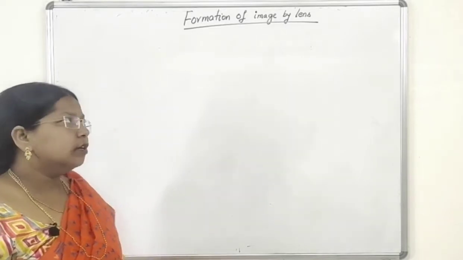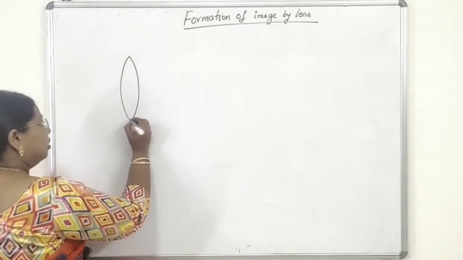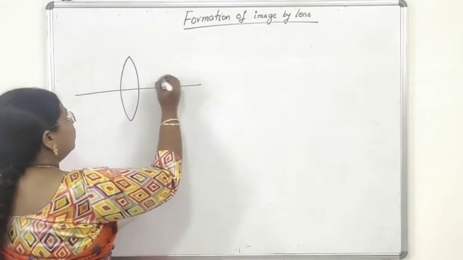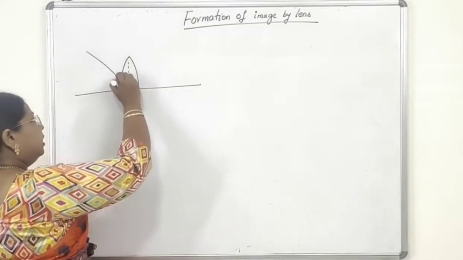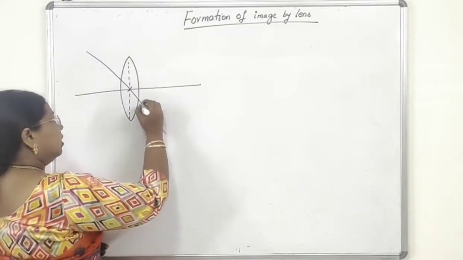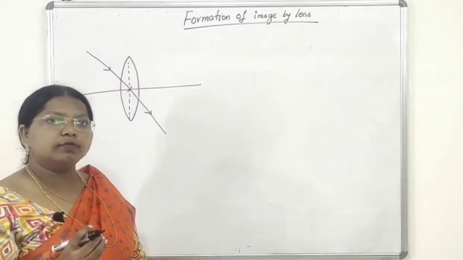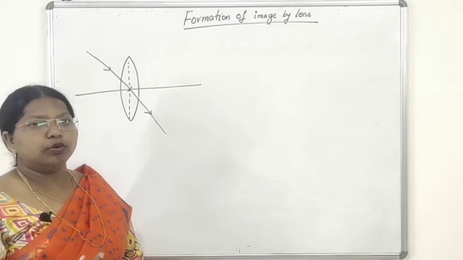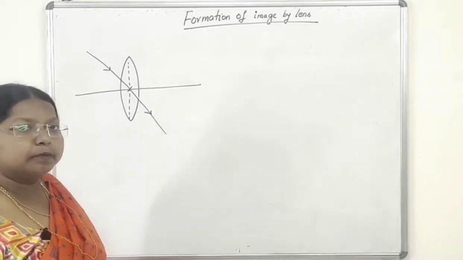So the first one is, we know that when light enters the glass lens through the optical center, it is undeviated. There is a lateral shift, but that is very small, so we will ignore it and consider it as undeviated through the optical center.